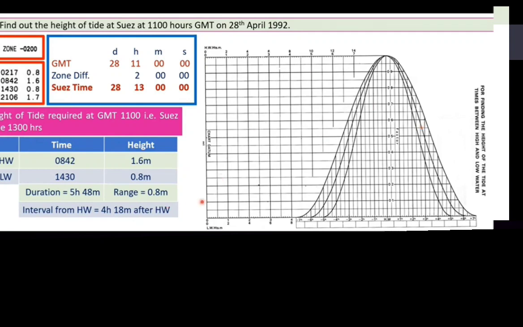First, we shall mark off the low water height on the lower scale, and we know the low water is 0.8 meters. So we mark off 0.8 meters. We are using the bigger scale, the 0 to 4 and 0 to 7.1. On the upper scale, we shall mark the height of high water. We join them and we get the interpolation line.